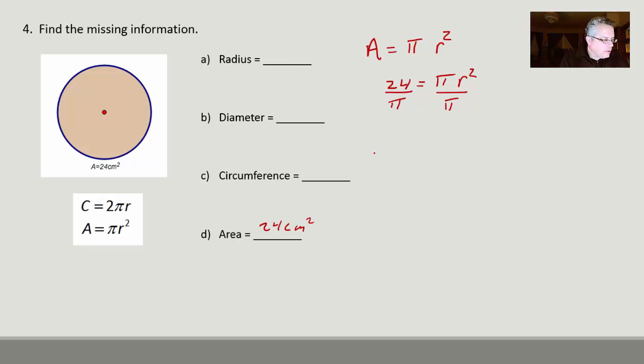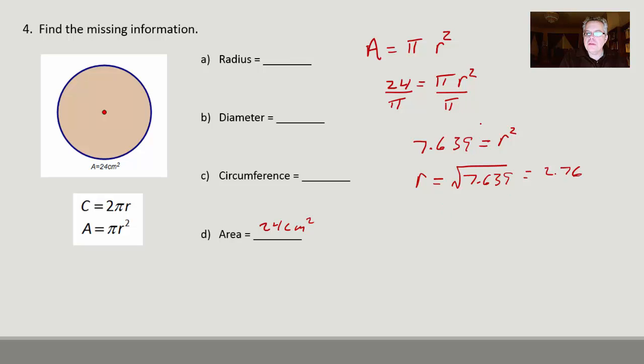All right, when I do that, I get a decimal. I get 7.639 is equal to r squared. Well, we got to do one more thing. We don't want r squared, we want r. So r is the square root of that number. And if you just do it on your calculator, you get 2.76.